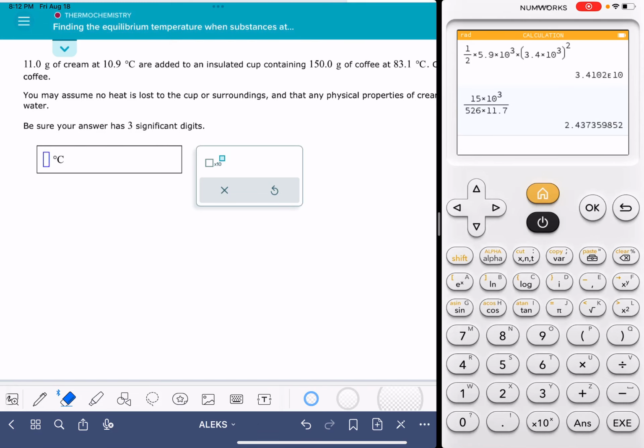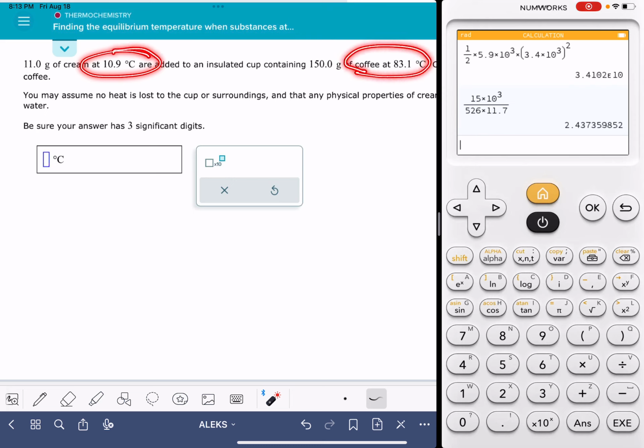In this video, I'll show you how to solve the ALEKS problem called finding the equilibrium temperature when substances at different temperatures mix. So obviously in this problem, you've got two different objects. They're starting at different temperatures and then they're being combined together and they're going to change temperature until they both have the same temp.